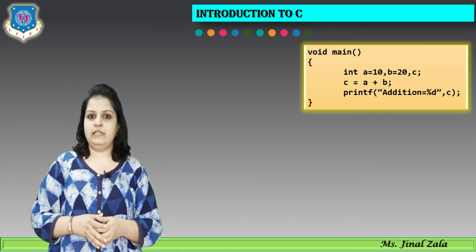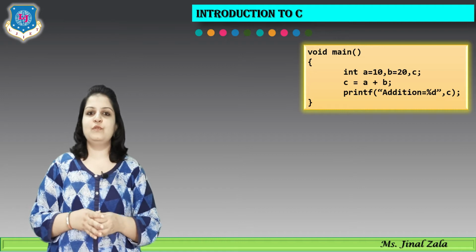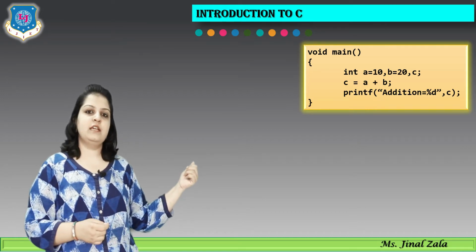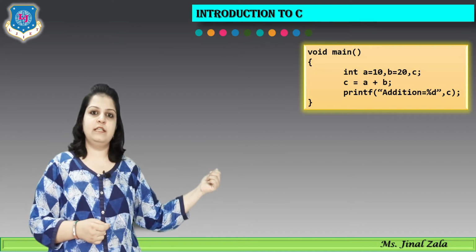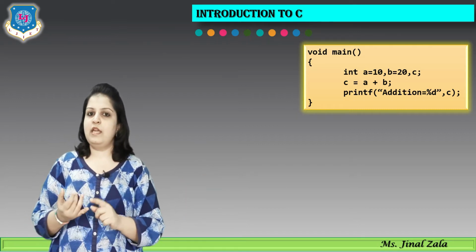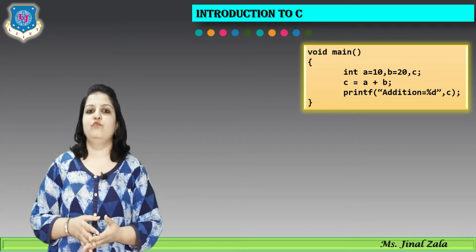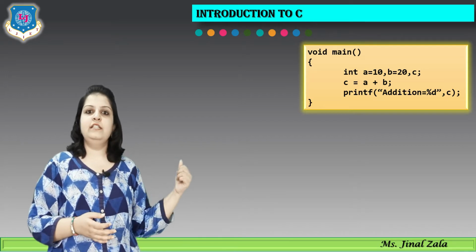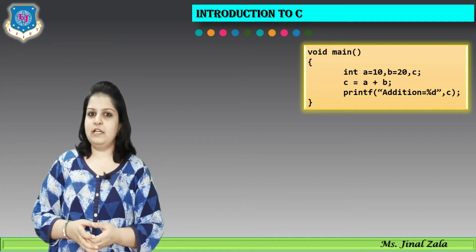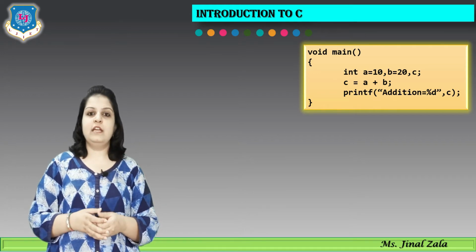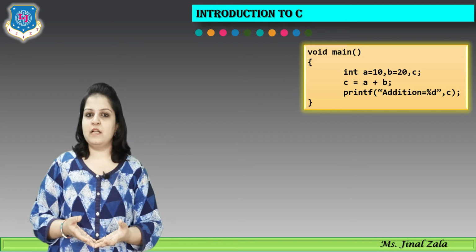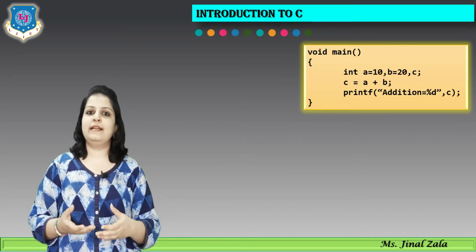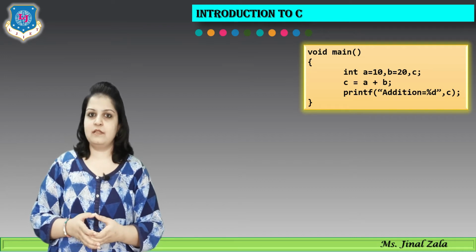What do you mean by variables? Variables are used to store data. Now here you can see integer A is equal to 10, B is equal to 20 and C. So A, B and C are nothing but variables which we can use to store data. Integer is one data type. It is used for whole numbers. If we want to do addition of real numbers, then we can change the data type here. We have many different types of data types.